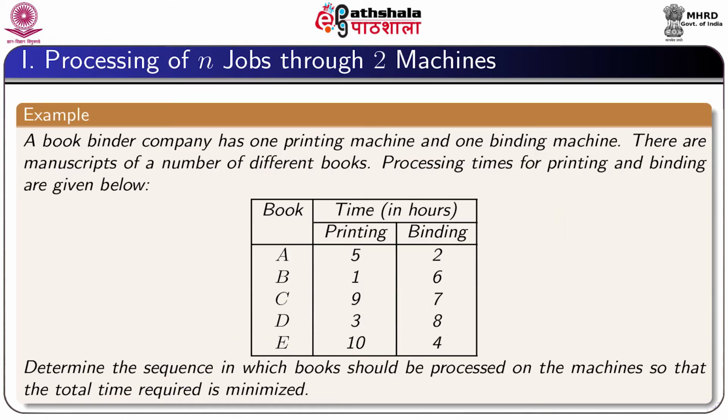Let us take another example. A bookbinder company has one printing machine and one binding machine. There are manuscripts of a number of different books. Processing times for printing and binding are given in the following table. We have to determine the sequence in which books should be processed on the machines so that the total time required is minimum.